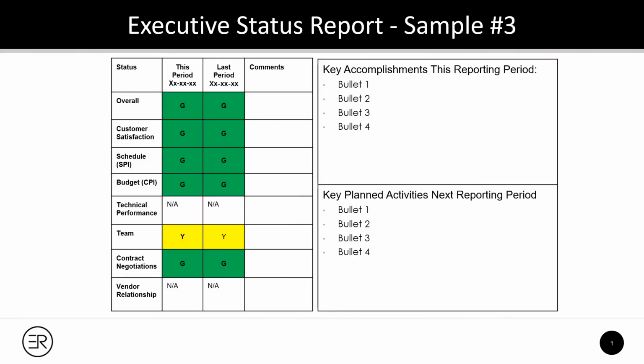Here's another example where you're comparing this period to last period with 6 or 7 metrics of your choosing. You have a comment section, and then on the right hand side you have your key accomplishments for this period and your key planned activities for next period. Again, this is a quick hitting report that someone can sit down and read in a few minutes and get the insights that they need.